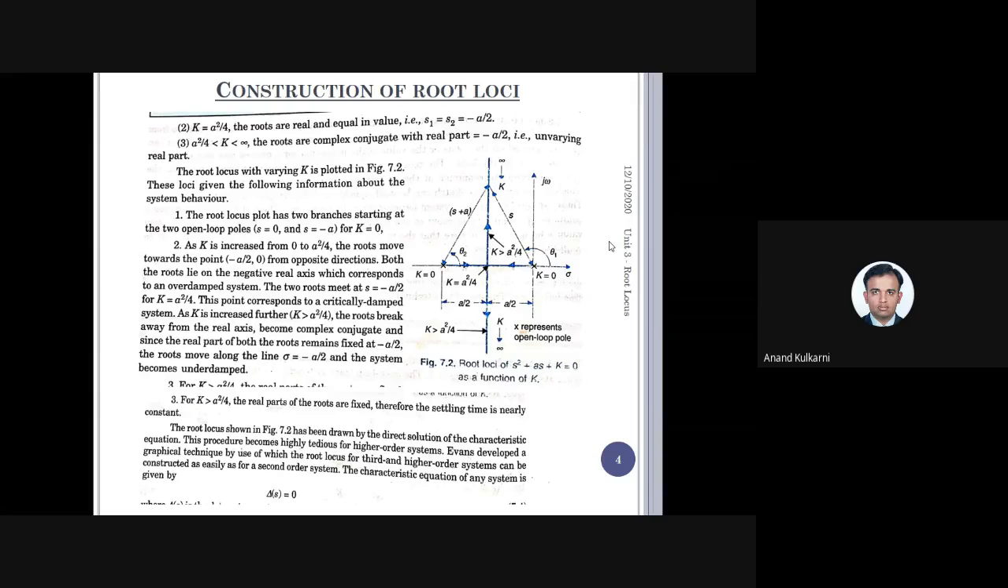If the system is a third order or fourth order system, finding the roots even once is difficult, and changing the value of k every time and finding the roots is not possible at all, even for a computer. So for that purpose, there is one approximate method of drawing the root locus. See, root locus plots are always approximate only.